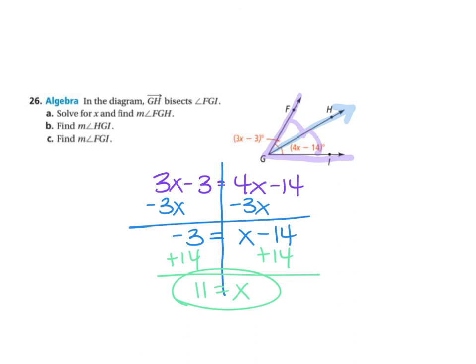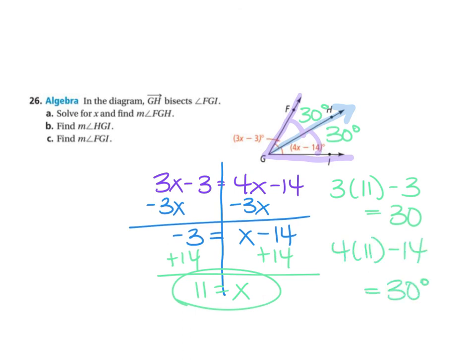Then again, I'm going to plug in. So FGH, 3 times 11 minus 3, that gives me 30. Because I know this is an angle bisector, I actually don't even have to plug it in here because I know these are going to be the same. If I want to double check my answer, I could, but that's going to equal 30 also. And then FGI, the whole thing, I would just take 30 plus 30, right? Multiply it by 2, 60 degrees. So this is 30, this is 60.